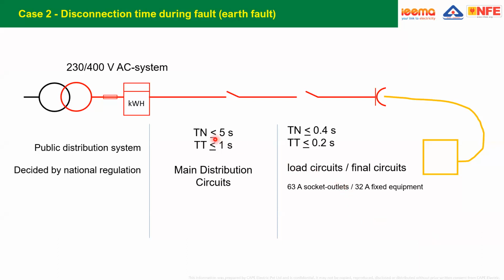So, any low voltage circuit, the maximum disconnection time is mentioned in the standard. Now, maximum disconnection time is not the only requirement. The full requirement is called protective equipotential bonding and automatic disconnection of supply. In the final circuit, for example, in case of a TN system, 0.4 second, TT system 0.2 second. In the main distribution circuit, TN and TT, 5 second and 1 second. These are now specified in the standard.